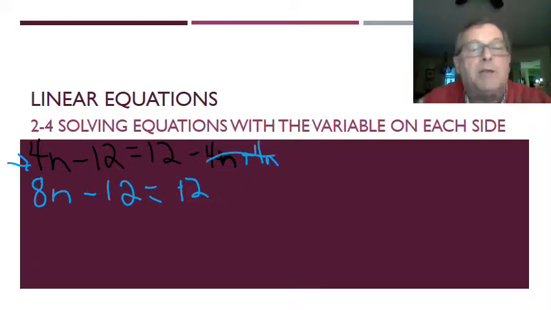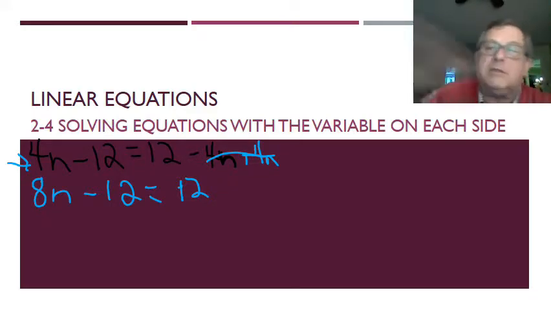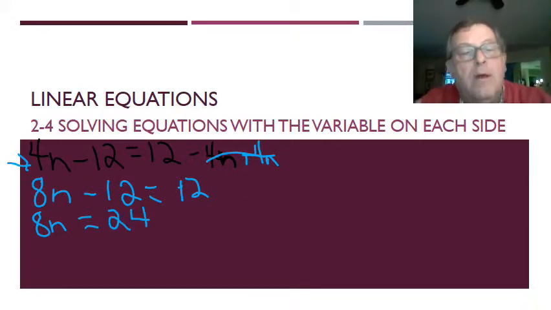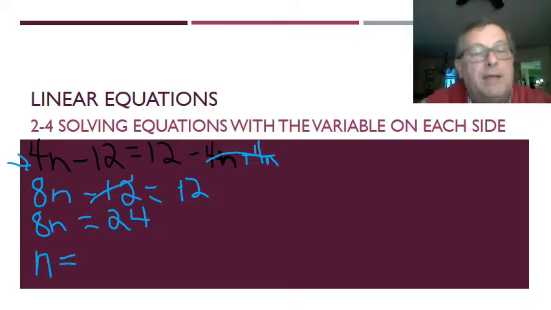So I got 8n minus 12, so now I'm going to get my constants, or my numbers, all on one side, and so I'm going to add 12 to both sides. So now I've got 8n equals 24. I added 12 to both sides. It canceled out here, gave me 24 on the right side. Now, I'm going to divide both sides by 8 so that I can get the n, my variable, by itself. And so I've got n now. So 24 divided by 8 is 3, and so n equals 3.